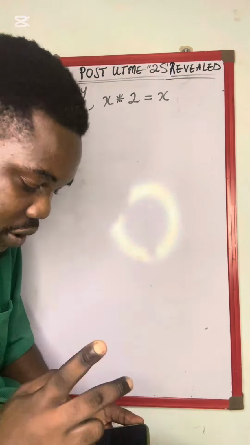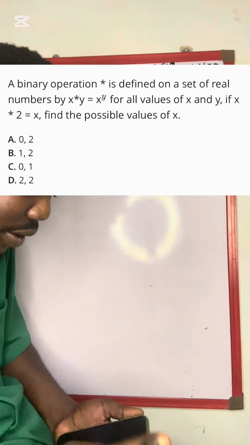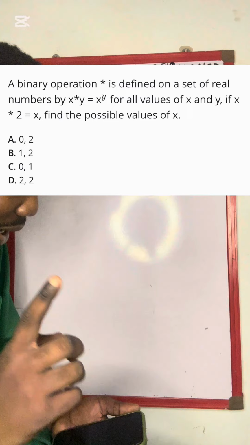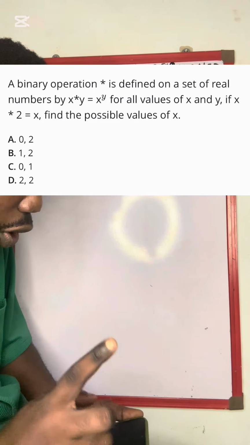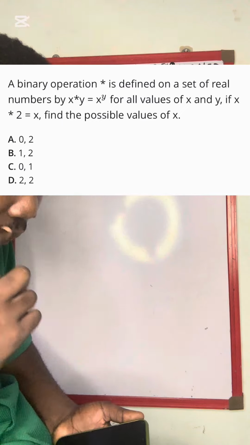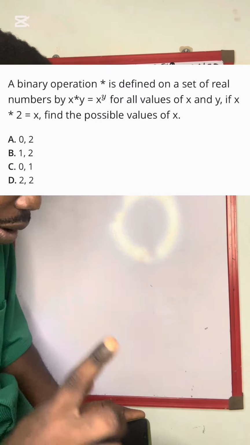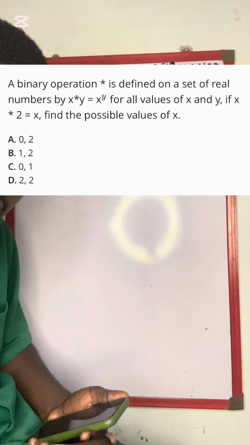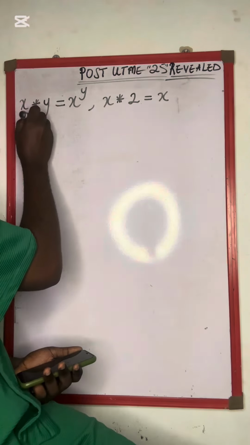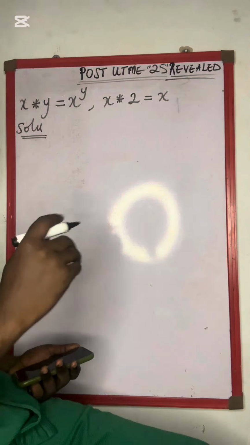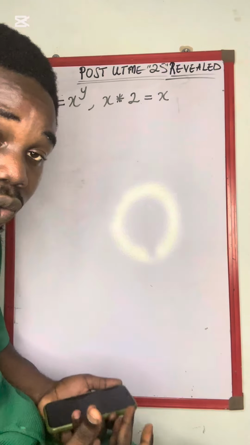Okay, number 2 says a binary operation is defined on the set of real numbers by x operation y equals x to the power of y, for all values of x and y. If x operation 2 equals x, find the possible values of x. Look at the board. Now this question obviously is from binary operations. How do we solve? We solve by comparison and substituting.